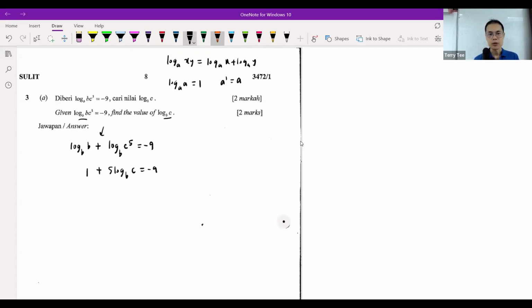Number 3, we know the third law of logarithm: if you have log base a of x to the power m, you can bring the power m in front. You write this as m log base a of x. So that's what I did here. I brought the power 5 in front. So then we write 5 log base b of c equals to -10. As we divide by 5, -10 divided by 5, log base b of c is just -2. Okay, I've got this answer already.